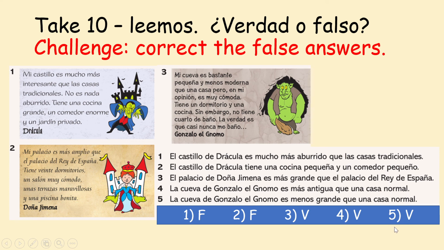Number 5 might have tripped you up a little bit because here Gonzalo el Gonomo, the troll, he says my cave is quite small and less modern than a house. So he does say it's less big than a normal house, but he does actually say it's quite small. So that's up for discussion, that one.